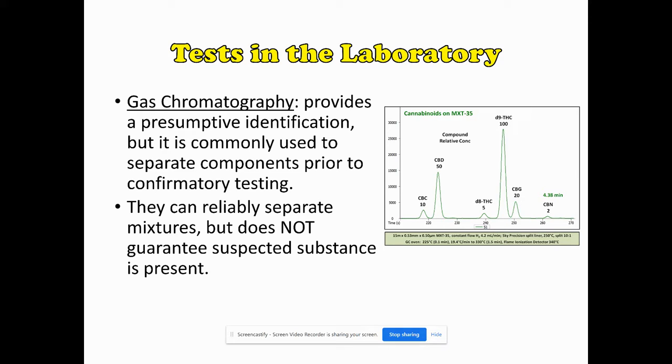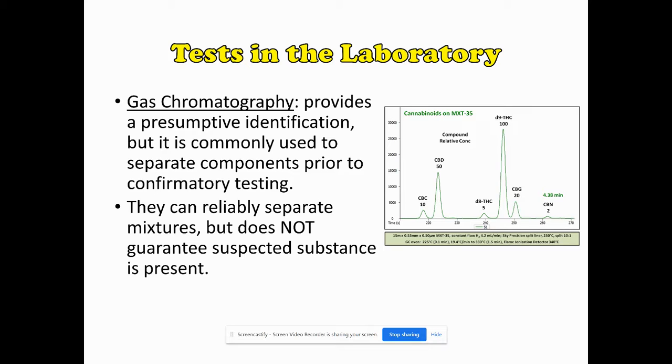Remember that last week, one of the things that we talked about was confirmatory tests and presumptive tests. Presumptive tests tell you that something could be there. It could be the substance you're looking for. Further testing is needed. And then confirmatory tests are that further test that was needed, and it will tell you for sure if that substance is present.